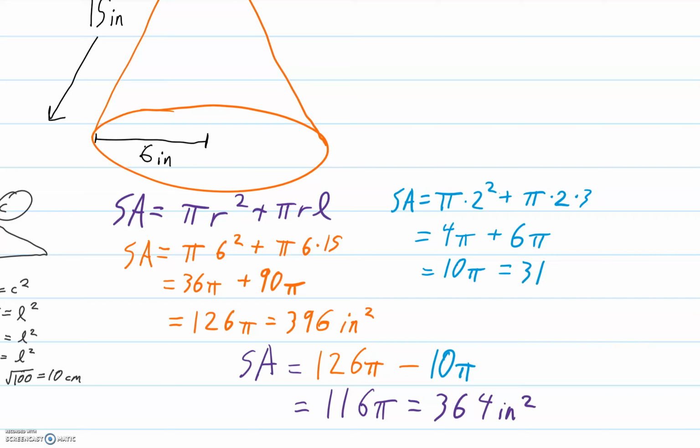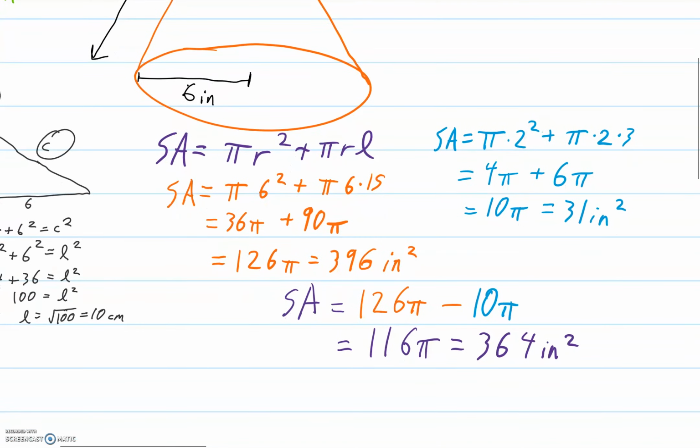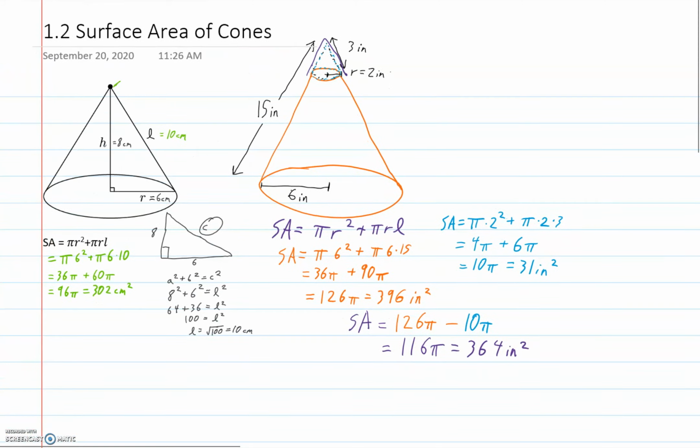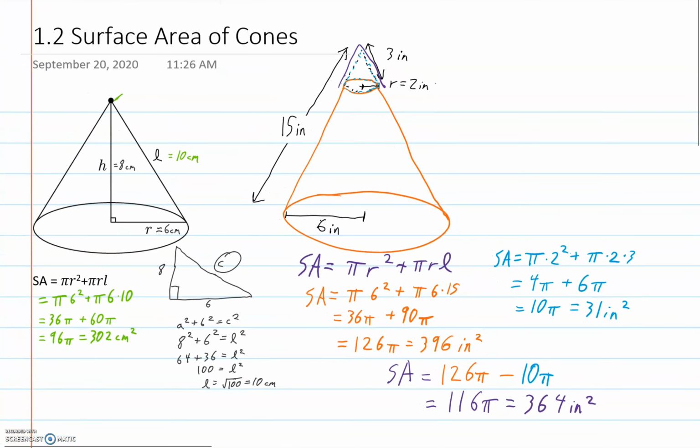Okay, so those are kind of the two worst case scenarios. When I say worst case, I mean the most challenging questions that you could see when it comes to cones and surface area.